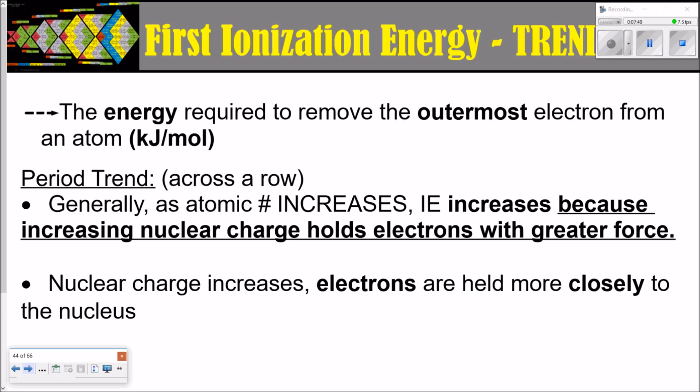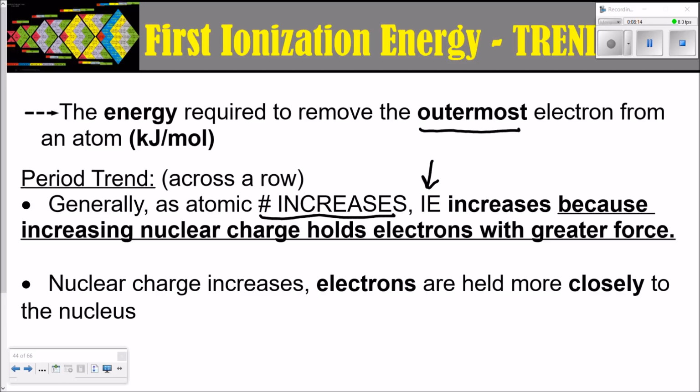So the next trend that we're going to talk about is first ionization energy. By definition, this is the energy that's required to remove the outermost electron from an atom, and it's measured in kilojoules per mole. So if you're looking across a row, or across a period, as your atomic number increases, the ionization energy is going to increase because the increasing nuclear charge holds electrons with greater force.